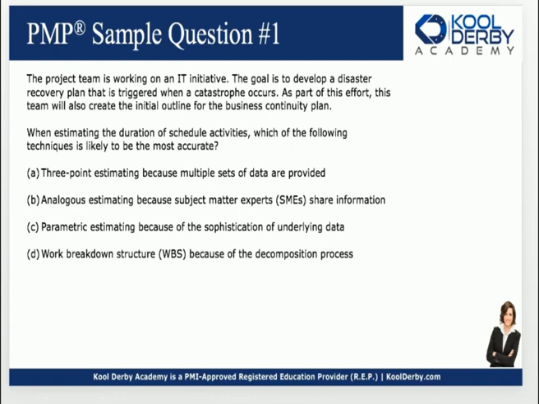Is it A, 3-point estimating because multiple sets of data are provided? Is it B, analogous estimating because subject matter experts share information? Okay. Is it C, parametric estimating because of the sophistication of underlying data? Or D, work breakdown structure because of the decomposition process? This is actually a pretty tough question.